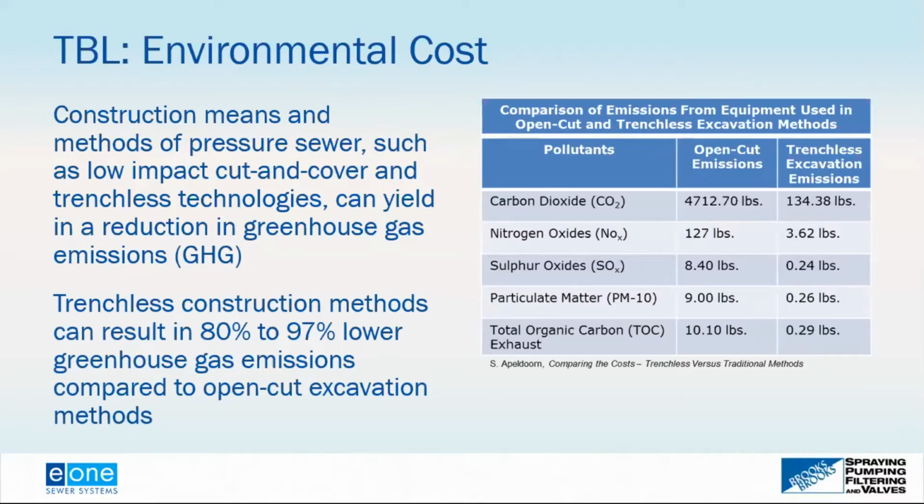Now, as I say, it's always hard to quantify environmental cost. There are many ways that you can look at it. Sometimes you look at it cradle to grave. What does it cost? What is the greenhouse gas cost, the carbon footprint from generating the pipe, manufacture of the pipe, to retiring the system? And there's not a lot of studies on it, but when we look at environmental costs in the evaluation of sewer alternatives, one of the things to look at is the construction means and methods of pressure sewer systems compared to gravity sewer systems.